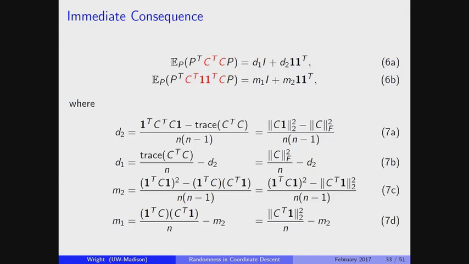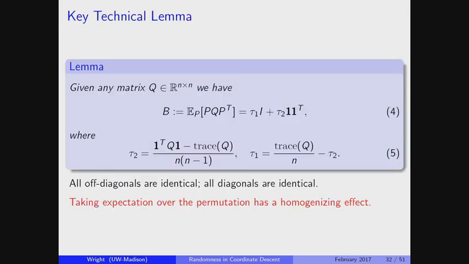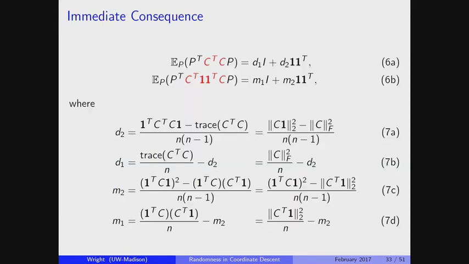Okay? So in particular, what I need, the workhorse for analyzing that very special A that I talked about, is you need to be able to compute the expectation with respect to P of this expression, where Q is equal to C transpose C, and you also need to compute the expectation with respect to P of this matrix, C transpose times the vector of all ones times its transpose. And it turns out both of those have the form given here in the lemma, and we can write down exactly what the coefficients are, d1, d2, m1, m2, and they're given by these expressions here.